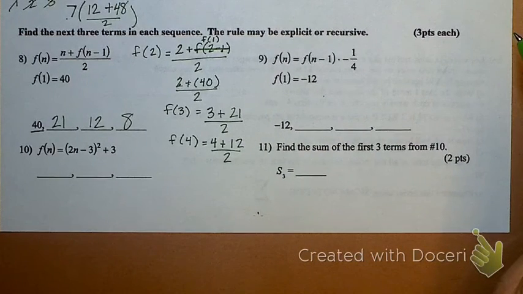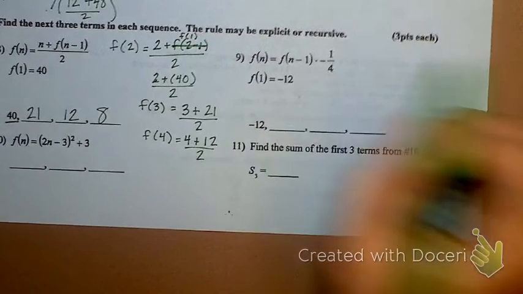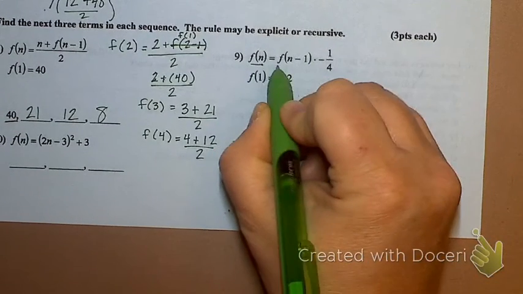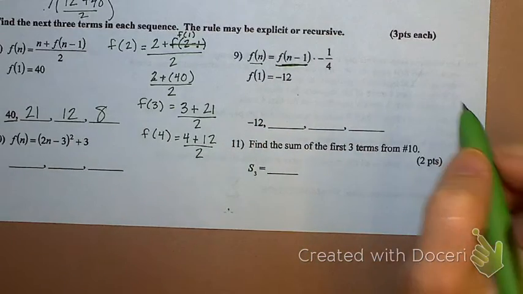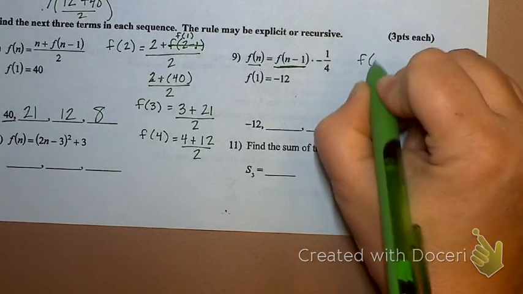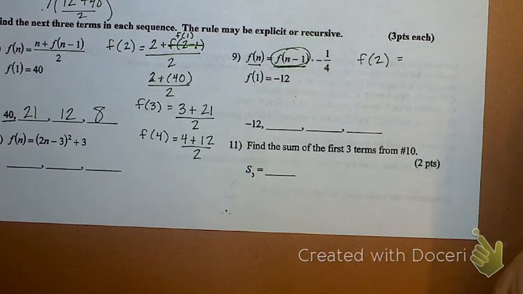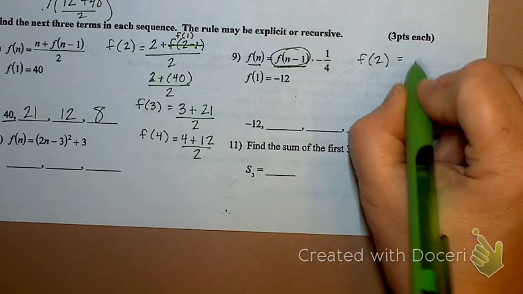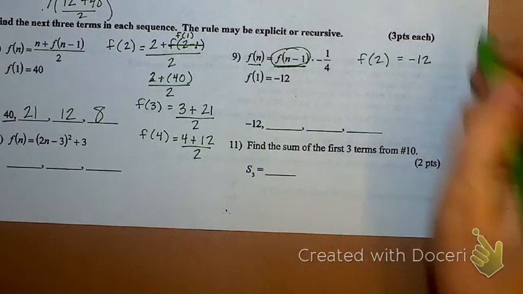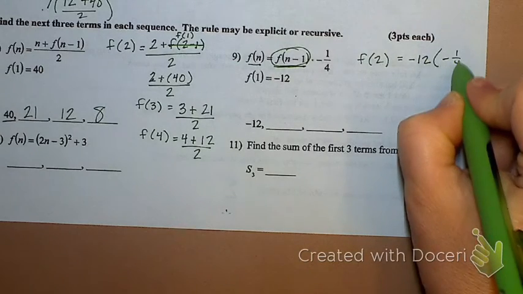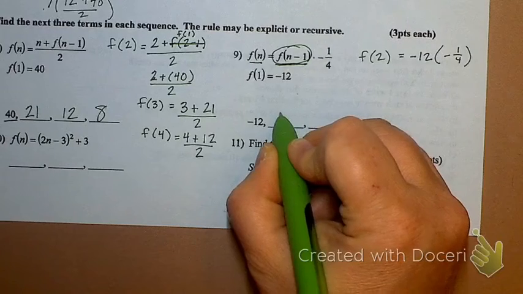All right, number 9. Plug in the previous one. Number 9 was the easiest of the 3. It says to find any term, you take the term before it and multiply it by negative 1/4. So in other words, to find f of 2, I take the term before it. What's the term before f of 2? F of 1, which is negative 12, right? Because that's what they tell me. And multiply it by negative 1/4. What is negative 12 times negative 1/4? Positive 3.